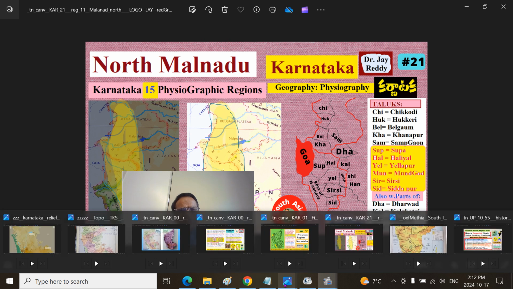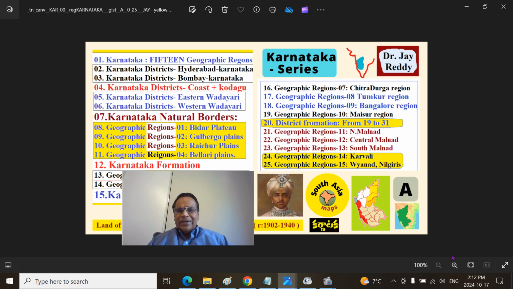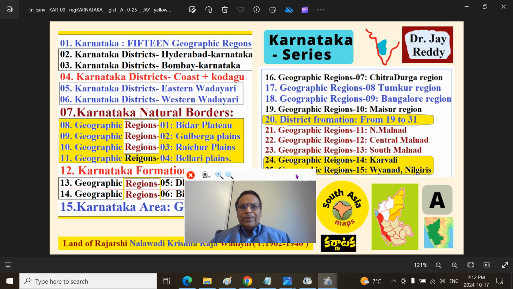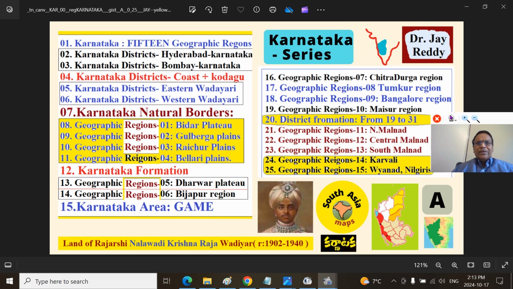Friends, we have a Karnataka series, and these are the various presentations I made before. You can see the Karnataka series, the land of Rajarshi Nalvadi Krishna Raja Wodeyar, the Wodeyar ruler who passed away during the World War II time. We are in the 21st geographic region, the North Malnad region or Malenadu region.